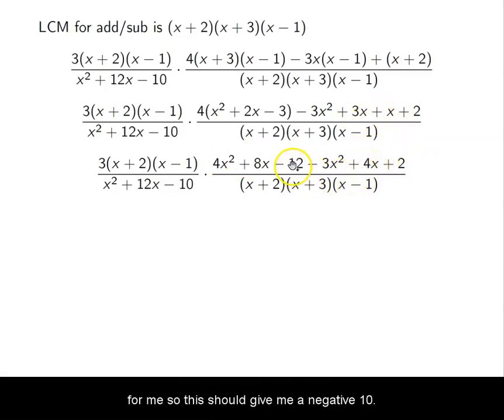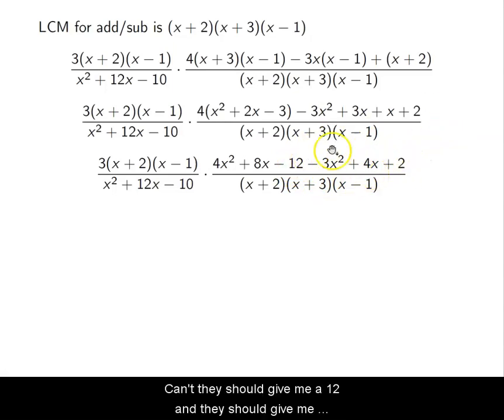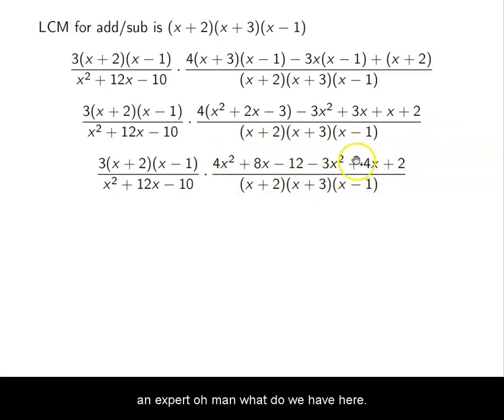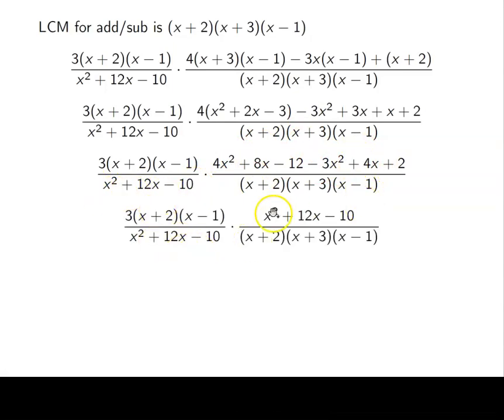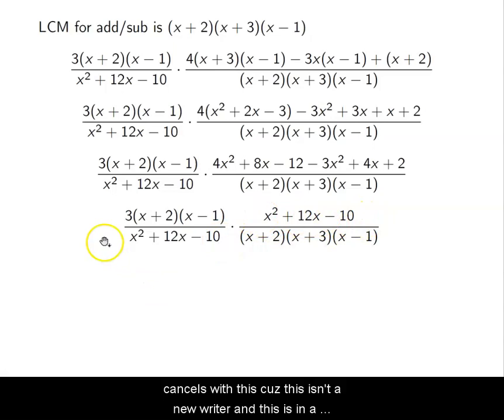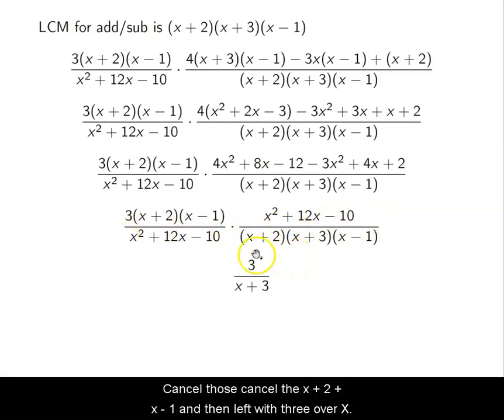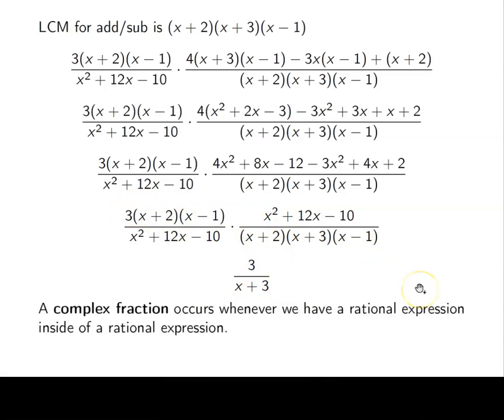So this should give me a negative 10. Okay, this should give me a 12. And this should give me an x squared. Oh man, what do we have here? The exact same thing. Did I do that on purpose? I probably did. Okay, so this cancels with this because this is in a numerator and this is in a denominator, and everything is being multiplied. So cancel those, cancel the x plus 2 and the x minus 1, and I'm left with 3 over x plus 3.